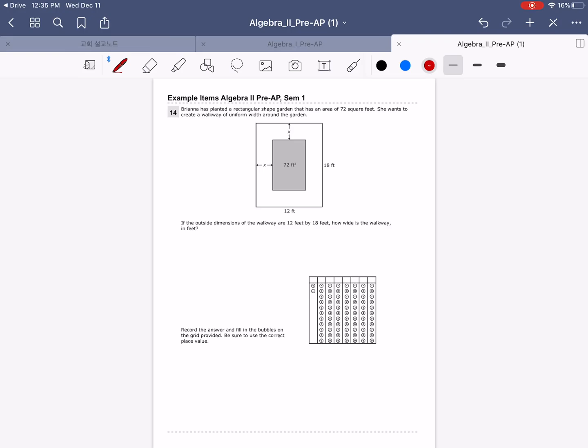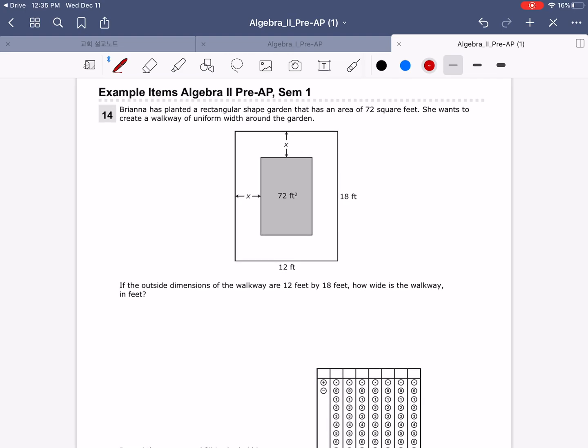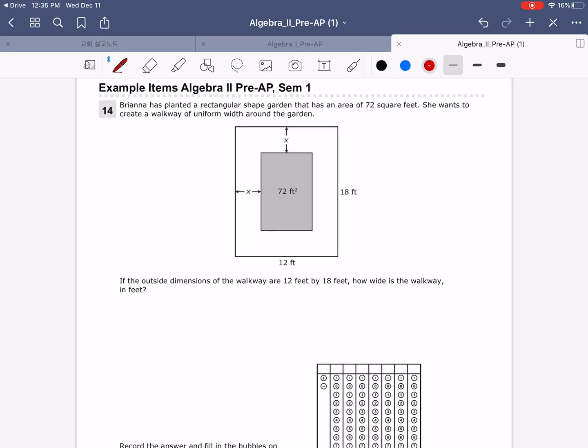Question number 14. I think this is one of the hardest questions, and every single year on the ACP, I see this question. Brianna has planted a rectangular shaped garden that has an area of 72 square feet. She wants to create a walkway of uniform width around the garden. If the outside dimensions of the walkway are 12 feet by 18 feet, how wide is the walkway? I mean, who cares about this? But we gotta do it, so let's do this.